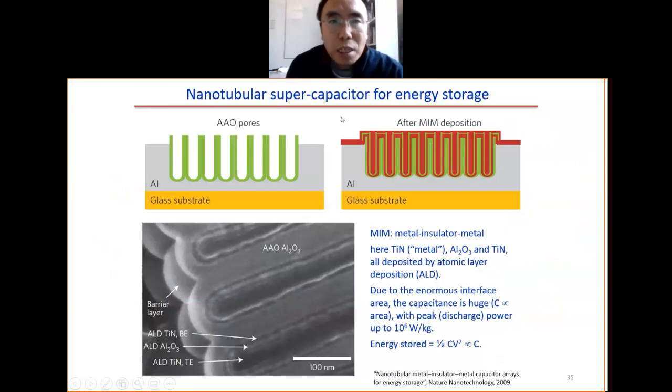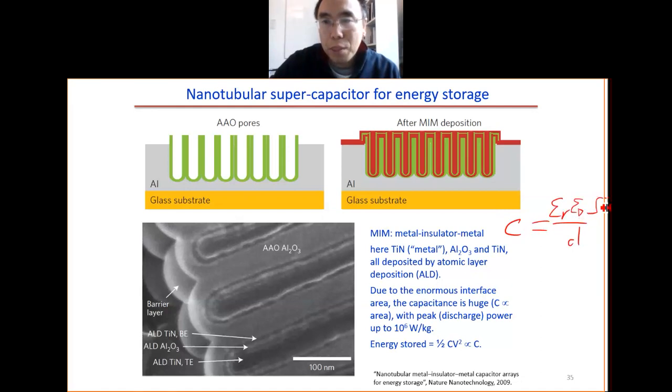So the last example is the supercapacitor for energy storage. We know that for the capacitance, the formula is given by this. You can see, the larger the surface area, the higher the capacitance. So how to have higher surface area? This group has a very smart idea. They grow the capacitance using the internal wall area as the total area.